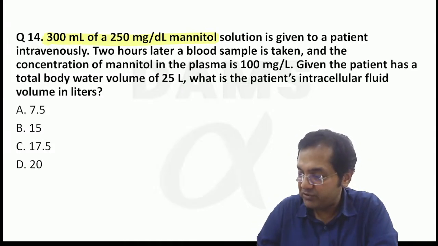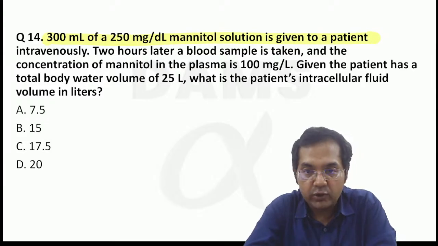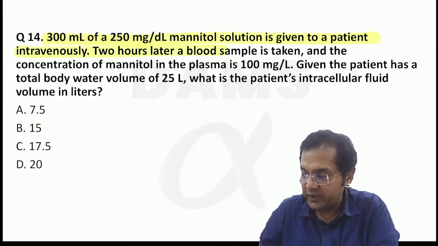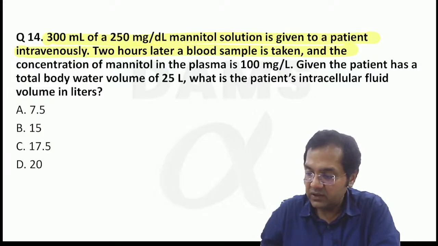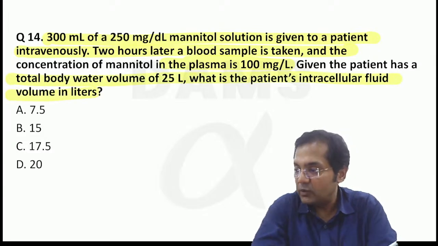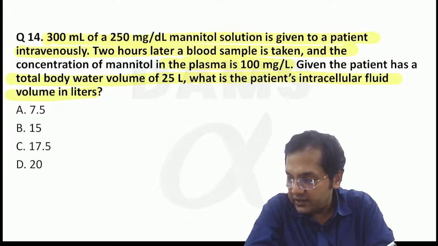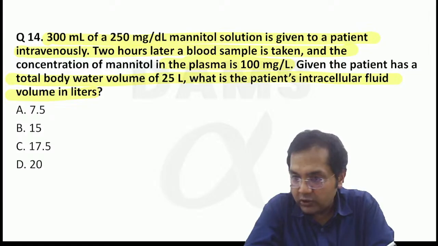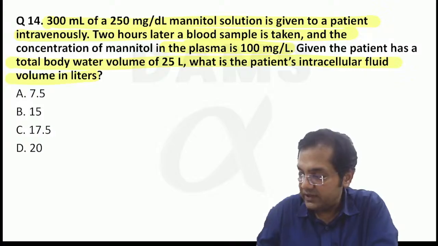300 ml of 250 milligram per deciliter mannitol is given to a patient IV. 2 hours later, a blood sample is taken. The concentration of mannitol in the plasma is 100 mg per liter. Given the patient has a total body water of 25 liter, what is the patient's intracellular volume in liters? Okay, doesn't matter, Anshita. I'll just solve it for you. Very good, Dr. Kirti. That is an absolutely correct answer. Excellent. Let's solve this.